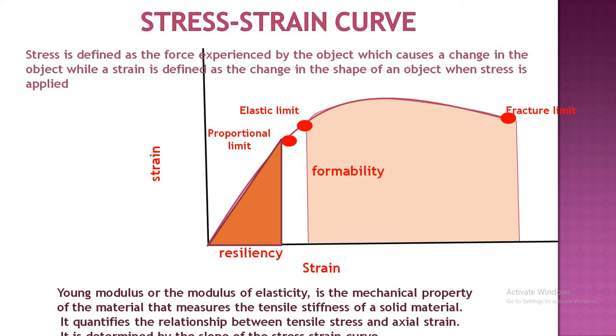Formability is the ability of a given metal to undergo plastic deformation without being damaged. The plastic deformation capacity of a metallic material is represented by the area below the yield strength and the fracture point. Toughness of a material is the ability of a material to absorb energy before it fractures. It represents the total area under the stress-strain graph.